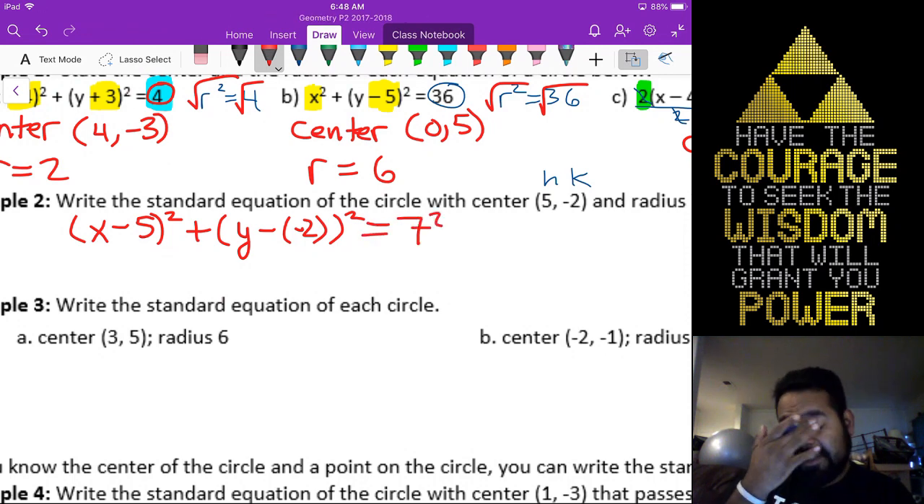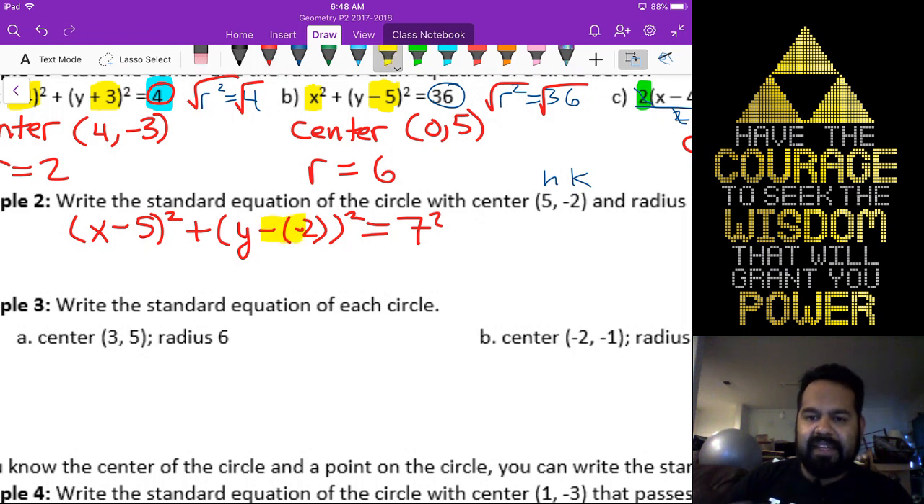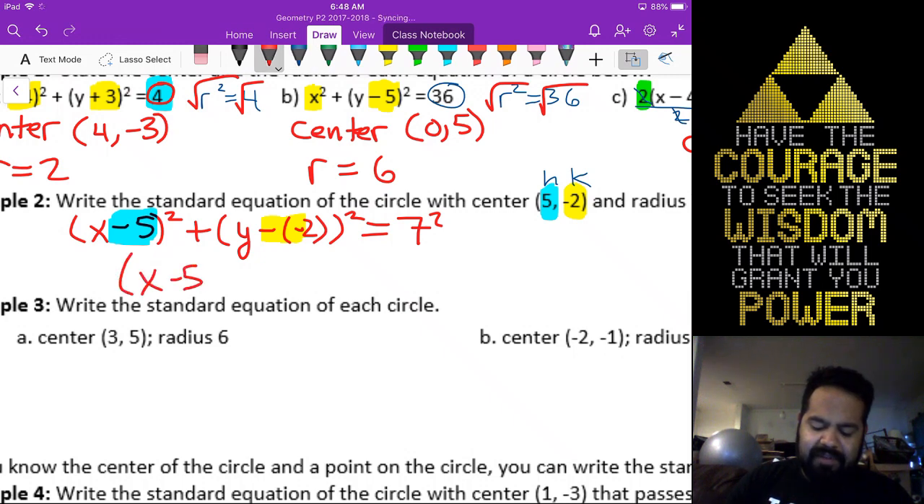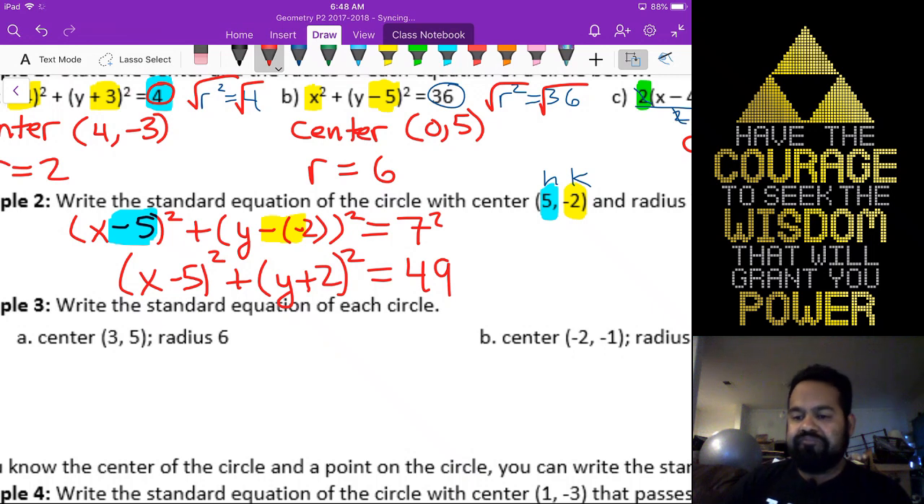Now this was the part that I was telling you guys about, that you're going to be doing the opposites, because if you notice inside of here, negative is going to make that a positive. So that's going to be the opposite of -2. It's going to be a positive 2. And likewise over here, this -5 is the opposite of 5. So you have (x - 5)² + (y + 2)² = 49. There you go. Easy as pie. I think we're doing pie.